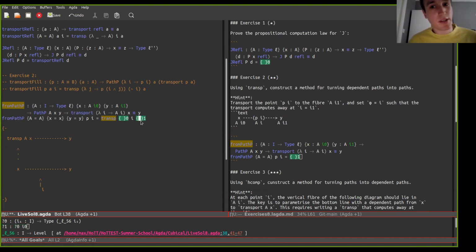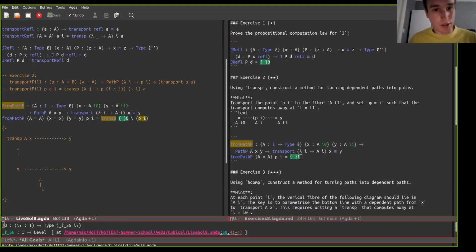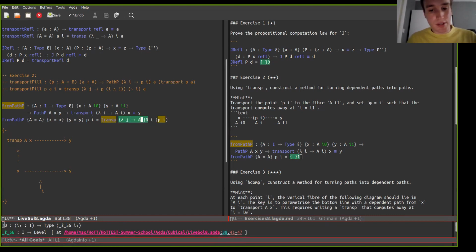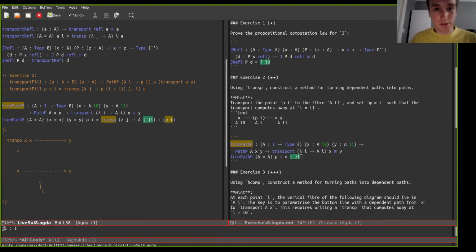Yeah, but maybe we can start here. Oh, someone got it to work with transport fill. I would be interested to see this. But this is the base point, right? So this is P of I. This is the base point, this point here, right? This is P of I. And then over some family, so this would be a lambda J, and this has to be I something.